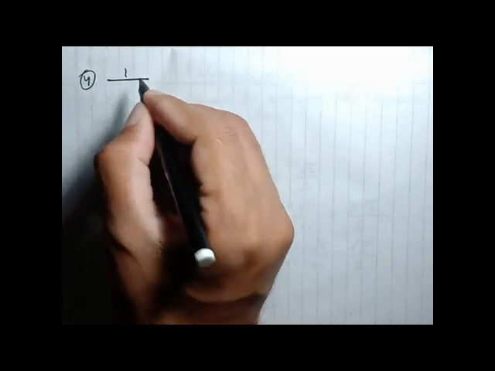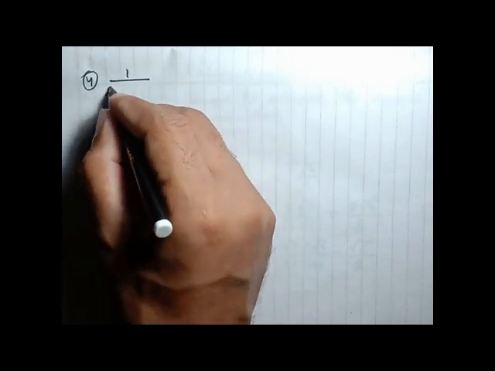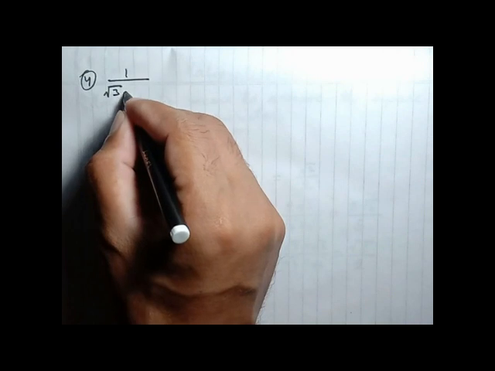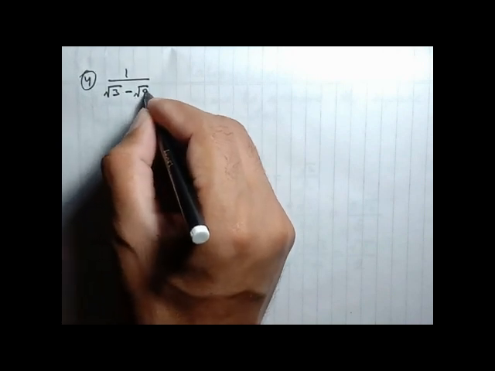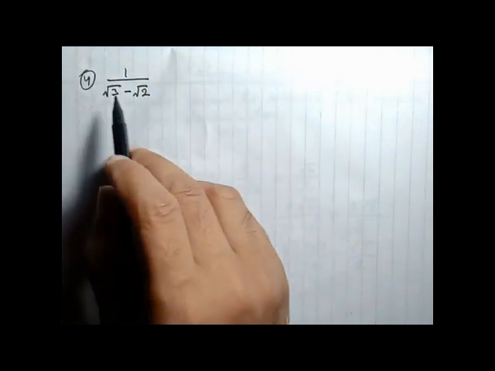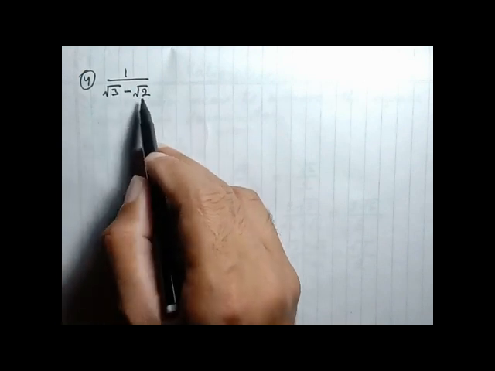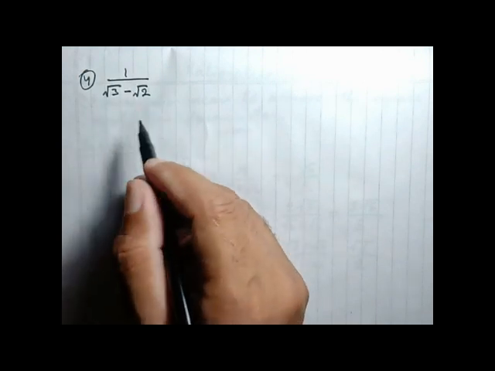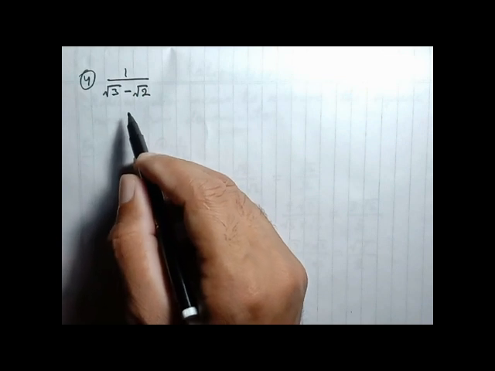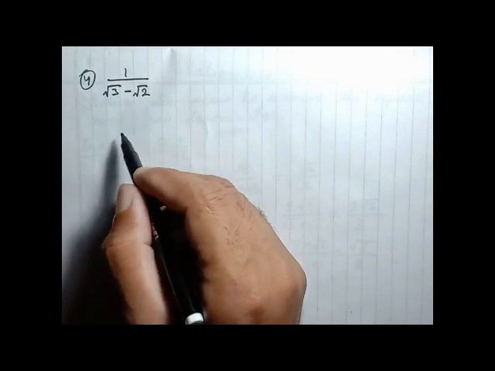So now we will take our next example, example number 4. That is 1 upon root 3 minus under root 2. So now we have to rationalize 1 upon root 3 minus root 2. So how will we rationalize 1 upon root 3 minus root 2? By simply multiplying our fraction by root 3 plus root 2.